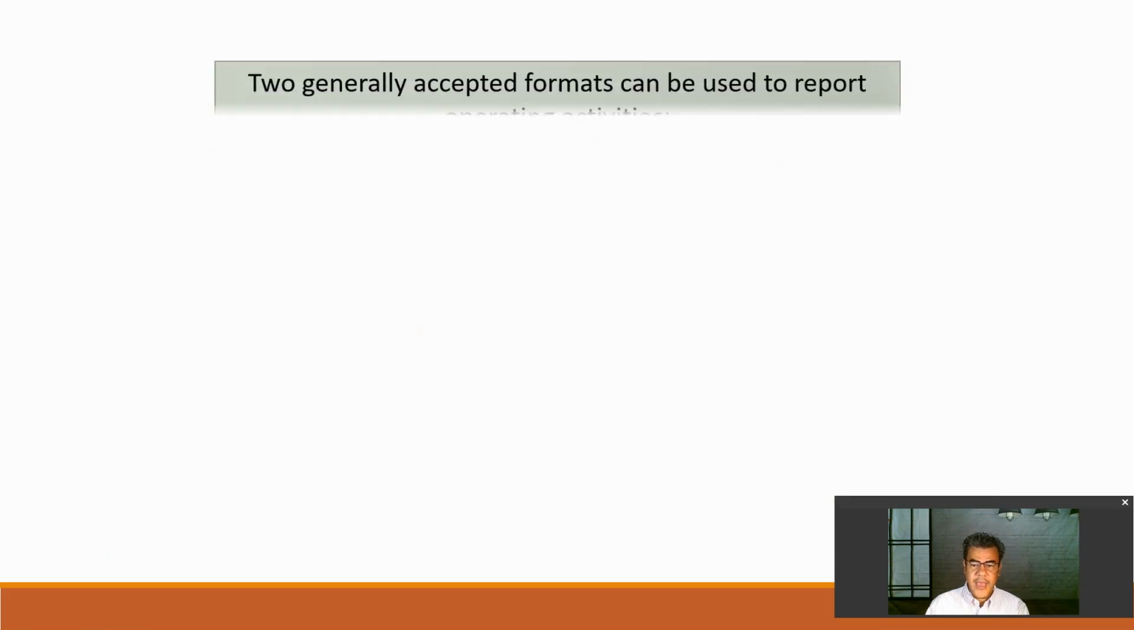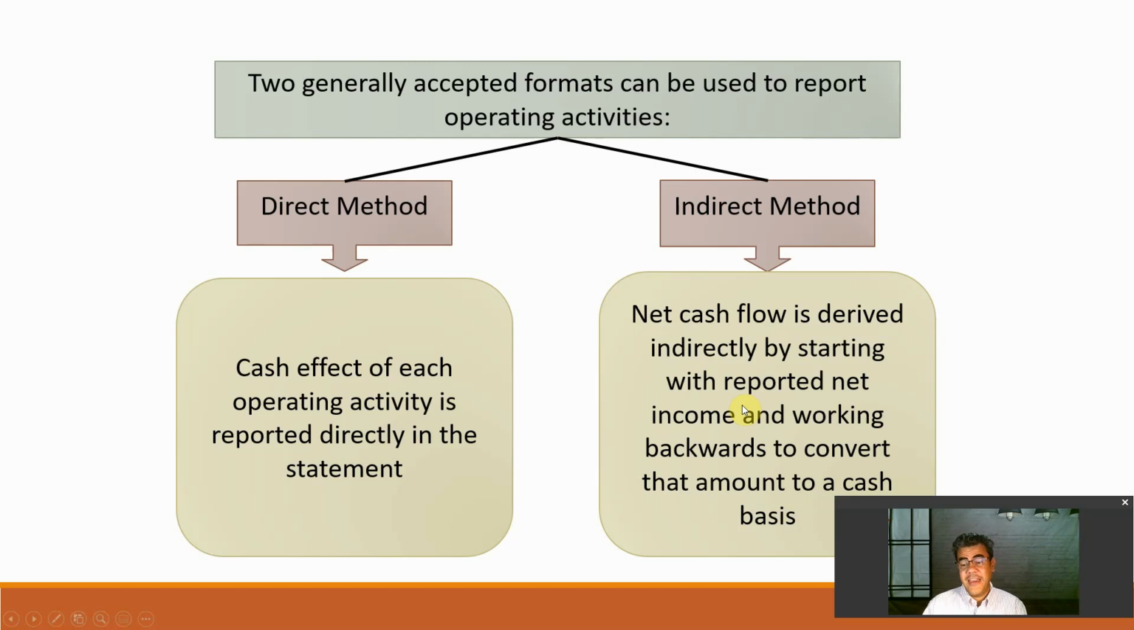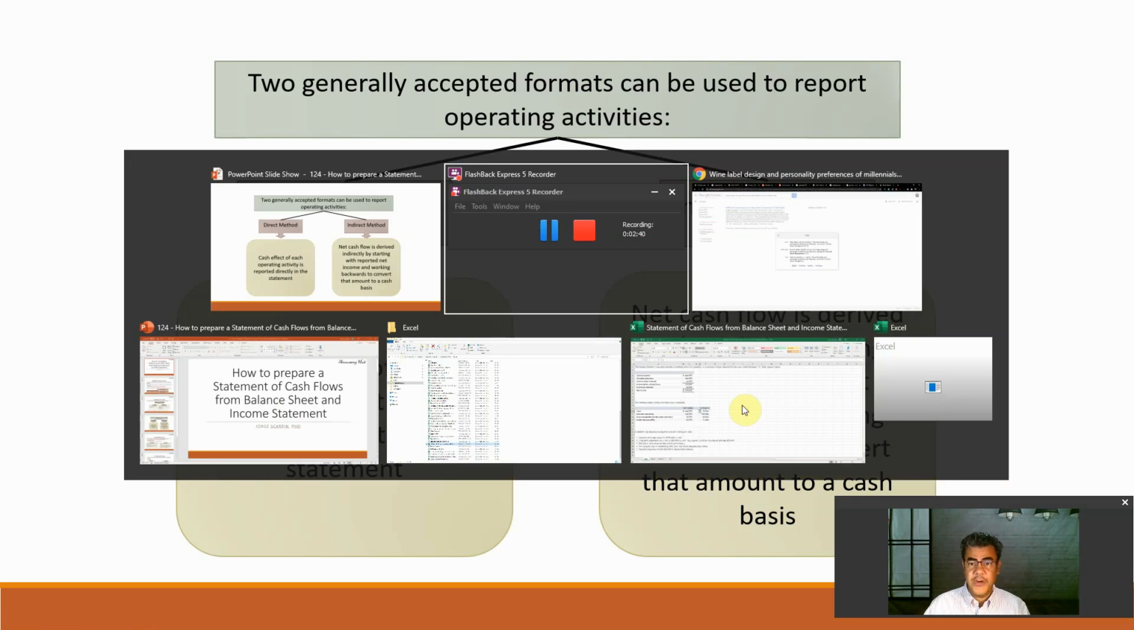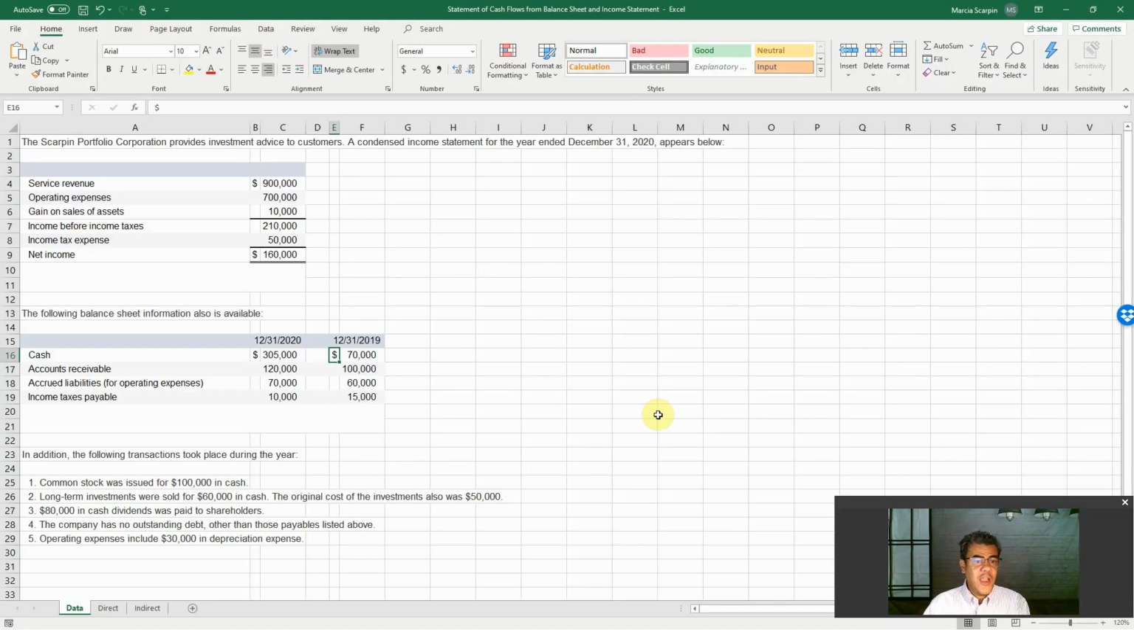Okay. And then we have two methods. The direct method is the basic cash flow: inflows less outflows. So let's go to this one first. Here we have some data. Skyping Portfolios provides investments, and this is our income statement. It is a service company to make it easier and faster. Service revenue, operating expenses, gain on sale of assets, income before income taxes, tax expense, and net income. And here we have our current assets and current liabilities: cash and accounts receivable for current assets, accrued liabilities and income tax payable for current liabilities.